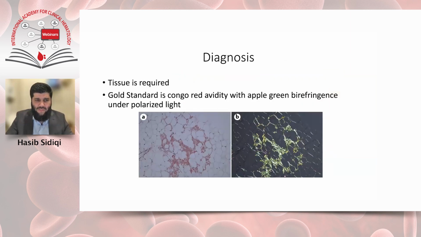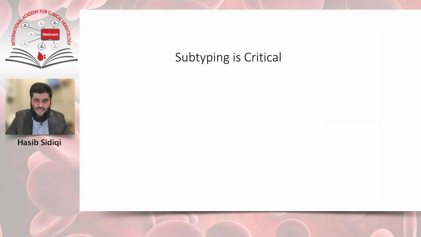In terms of diagnosis, really the gold standard for diagnosis of AL amyloidosis is a tissue biopsy that demonstrates amyloid deposits via a Congo red stain with that typical Congo red avidity with apple green birefringence under polarized light. However, once that tissue sample is identified, we don't stop there. There is a critical step in diagnosis of light chain amyloidosis, which is subtyping the amyloid deposits.